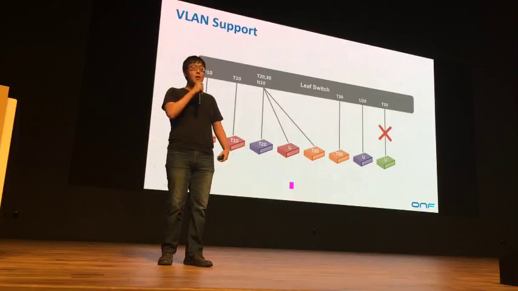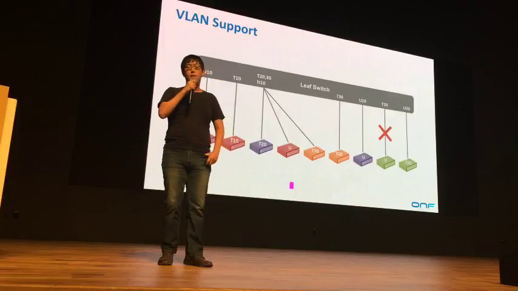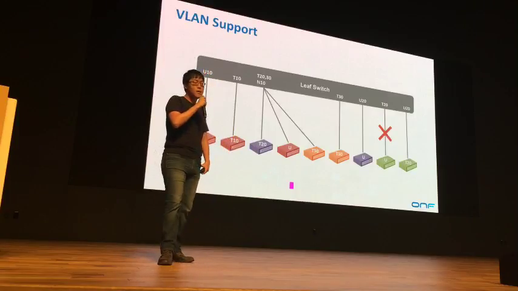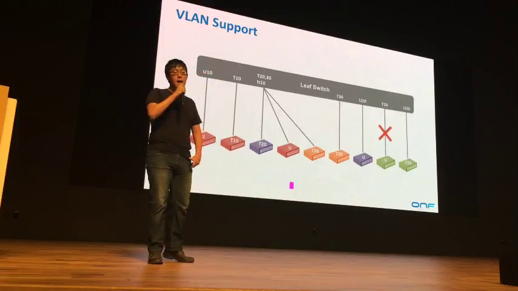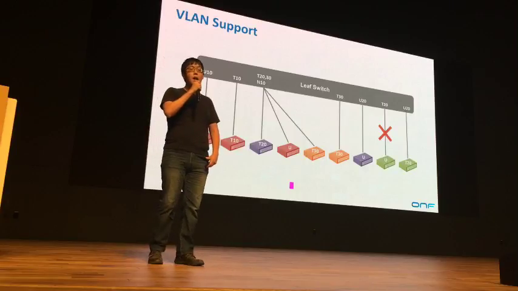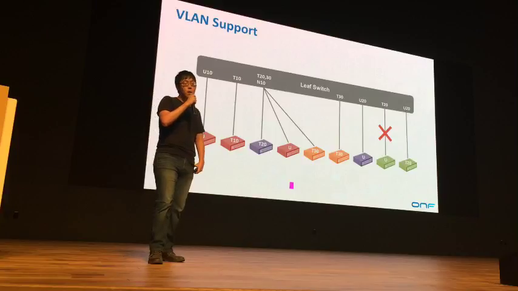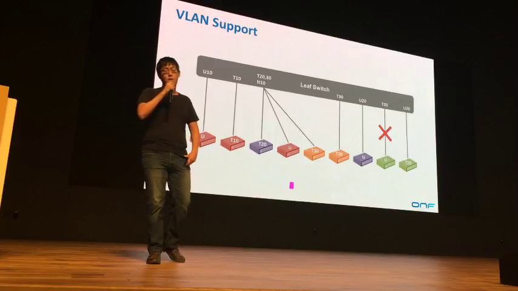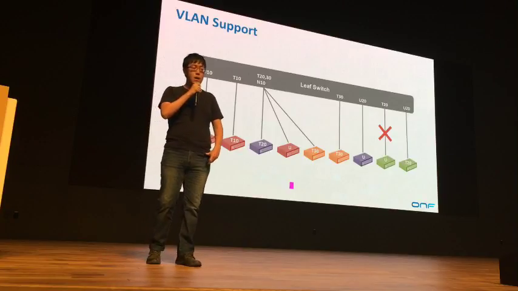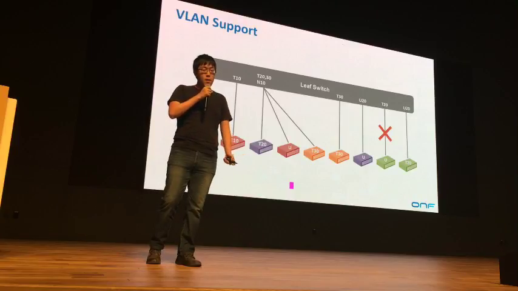an untagged host on a tagged port. It is also not possible to have a tagged host on an untagged port. By looking at the color, you'll see that the red ones are in the same VLAN or broadcast domain, the purple ones are in the same broadcast domain, and also the orange ones are in the same broadcast domain.